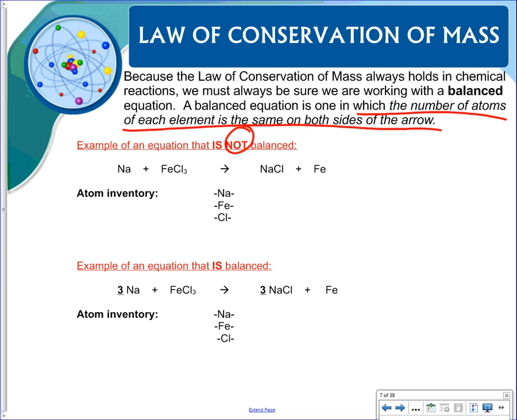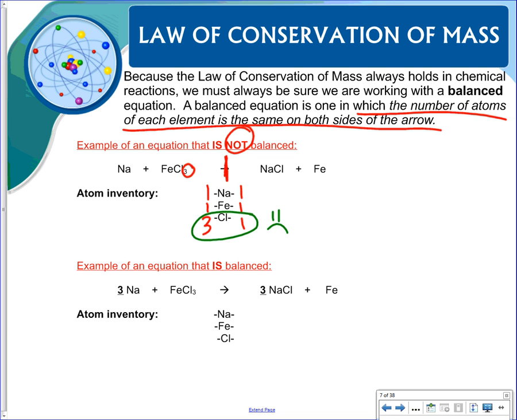Okay. So we are going to count the atoms on each side. Sometimes I draw a line here just to indicate left versus right. So we're going to count atoms. Okay, so on the left side, I just have 1 sodium. I've got 1 iron, and I've got 3 chlorines. I know I have 3 chlorines. It's indicated by that subscript, which only applies to the chlorine. On the product side, I have 1 sodium, 1 chlorine, and 1 iron. This is not balanced because the chlorines are not equal.